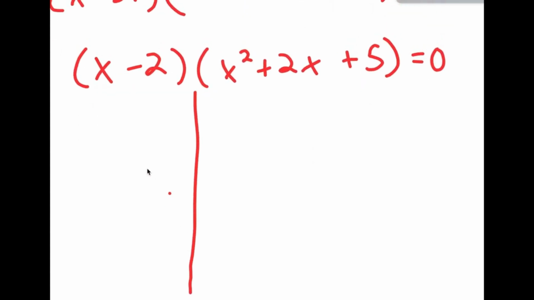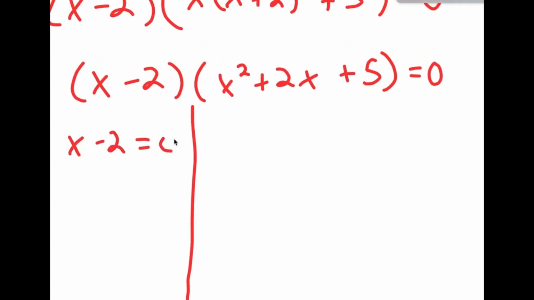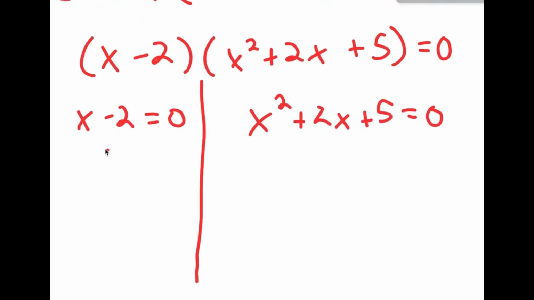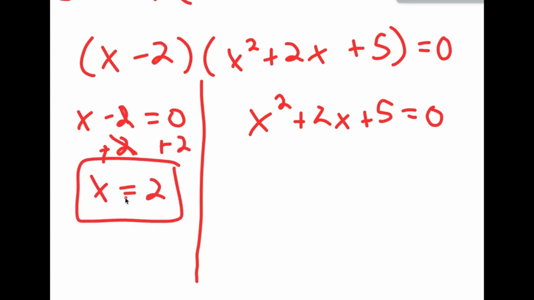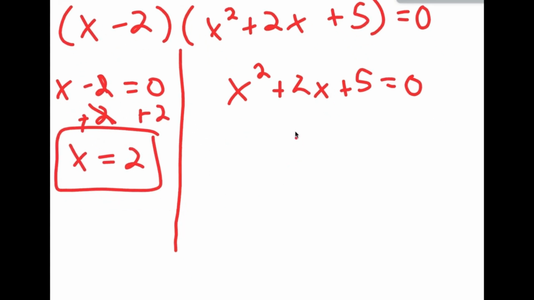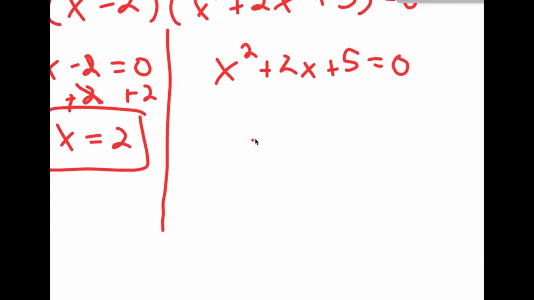Now this gives me two equations. I get x minus 2 is equal to 0, and I get x squared plus 2x plus 5 is equal to 0. Well, for x minus 2 equals 0, I can simply add 2 on both sides, so I get x equals 2. And we already got the solution by guessing at the start. Now for x squared plus 2x plus 5 equals 0, I can use the quadratic formula.